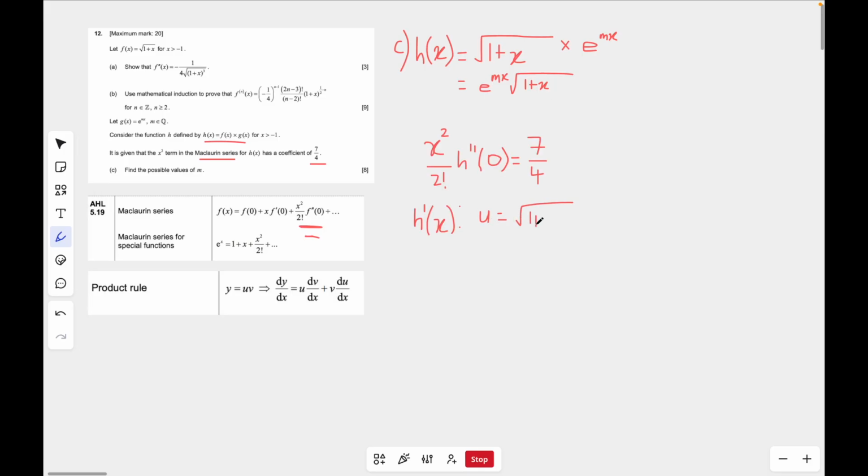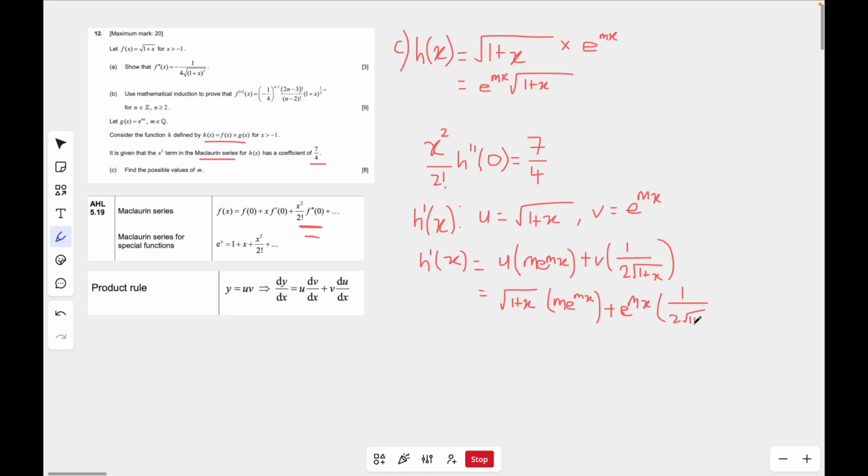We can use product rule, which is provided in your formula booklet, to find the first derivative of h of x. We let u equal the square root of 1 plus x, and v equal to e to the power of m times x. Deploying product rule, we differentiate v first, which is m times e to the power of m times x. Recall, we're using chain rule here: the derivative of m times x is m, and the derivative of e to the power of x is e to the power of x. We then differentiate u, which we have done previously in part a, so we know it is 1 over 2 times the square root of 1 plus x.